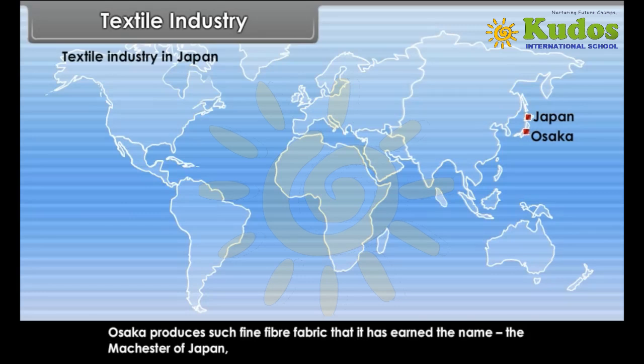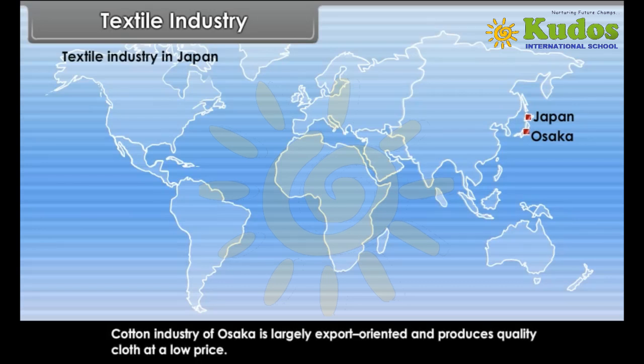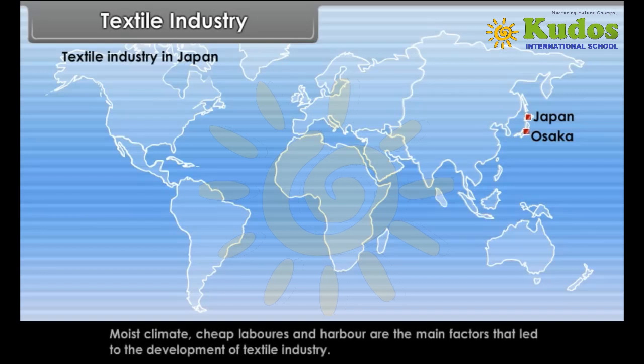Osaka produces such fine fabric that it has earned the name the Manchester of Japan. The cotton industry of Osaka is largely export-oriented and produces quality cloth at a low price. Moist climate, cheap laborers and harbour are the main factors that led to the development of the textile industry.